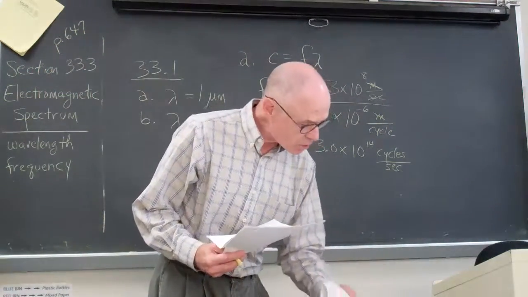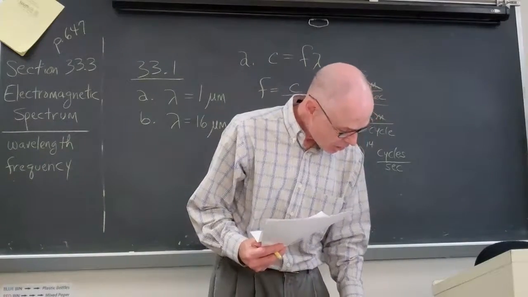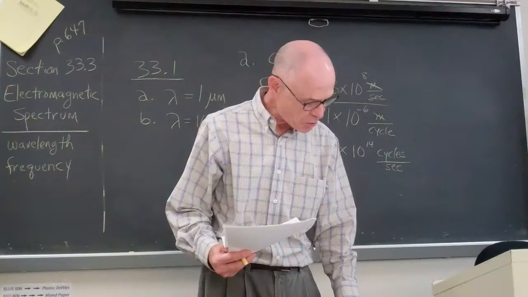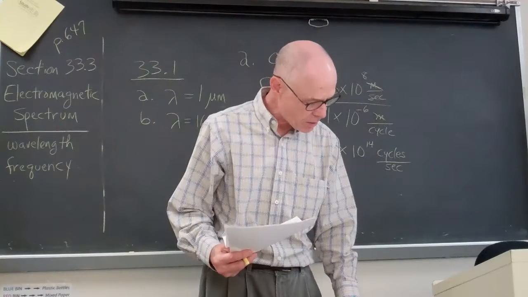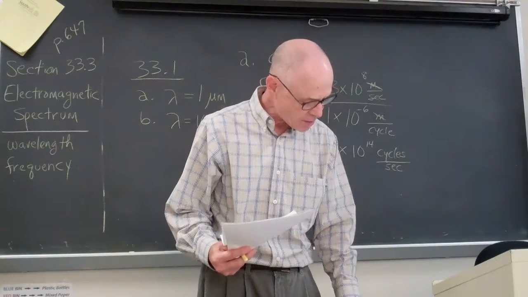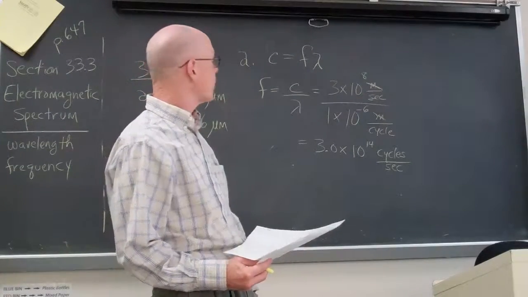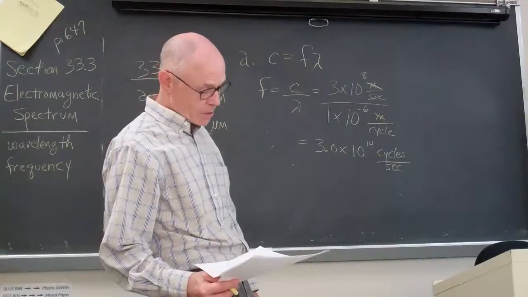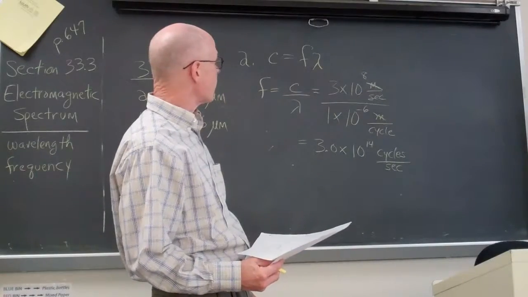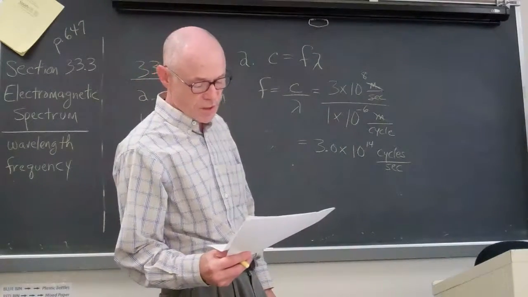Now, what is the book answer for that one? In the textbook, the author shows 30 times 10 to the 13th. Why did he express it as 30 times 10 to the 13th instead of 3 times 10 to the 14th? I don't know. I'd accept either one. I'm not sure why it was done that way, but they're mathematically equivalent, so that's fine.